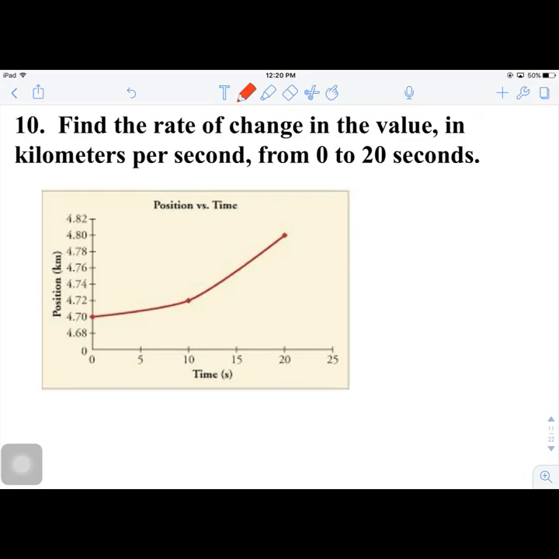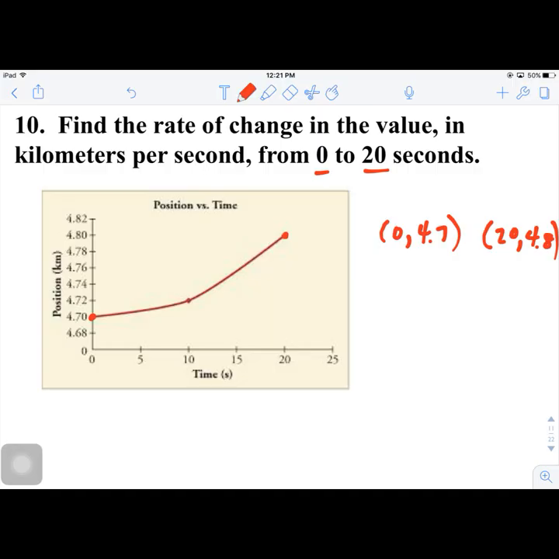Number 10, find the rate of change in the vault from 0 to 20. So we can see that the point coordinate is 0, 4.7 at x equal to 0. At x equal to 20, the point is at 4.8.